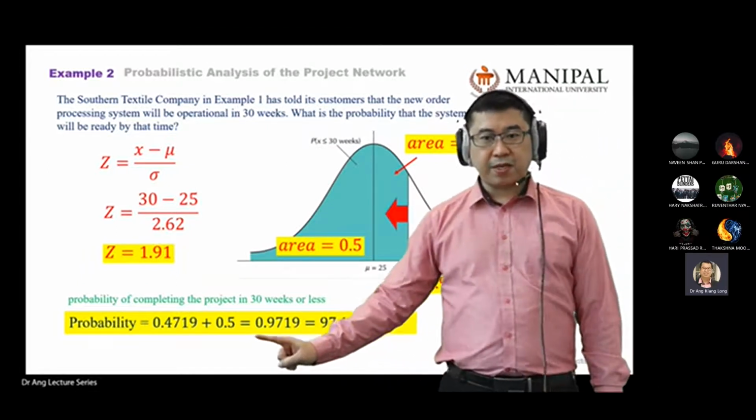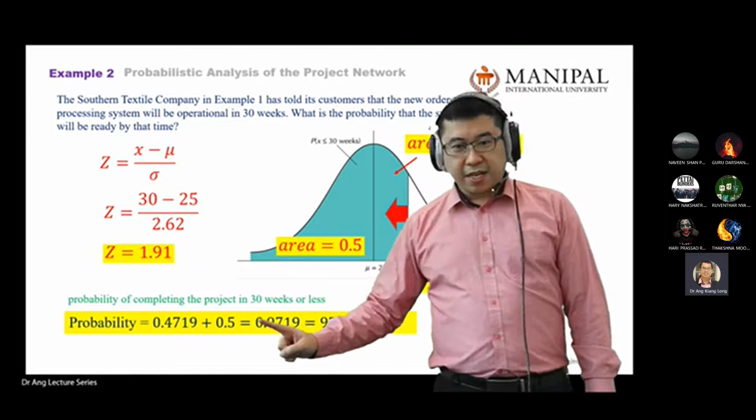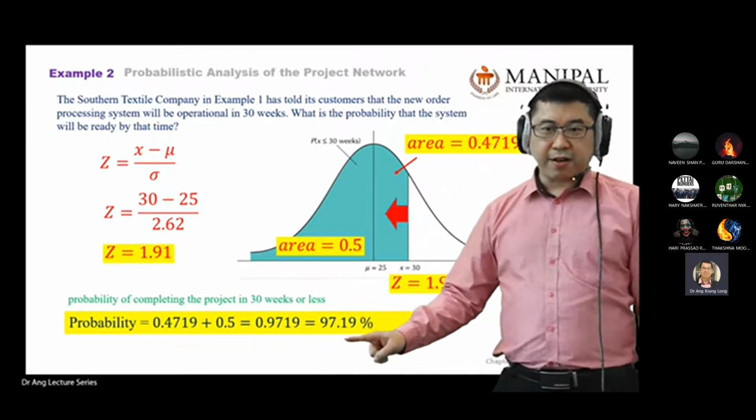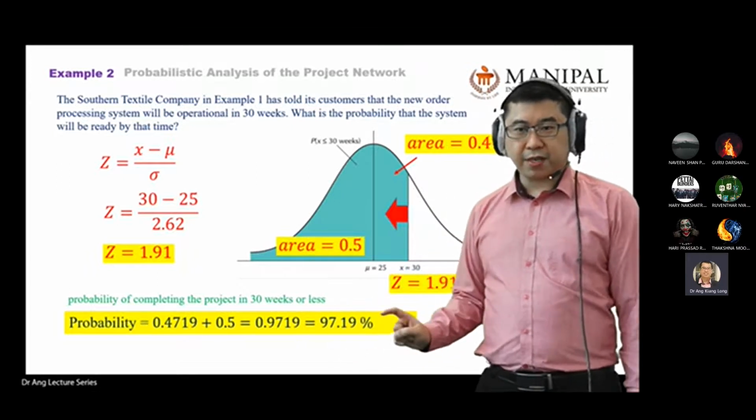If you give me 0.9719, I will still give you marks, but not a full mark. Okay, you want to get a full mark? Give your answer in percentage.